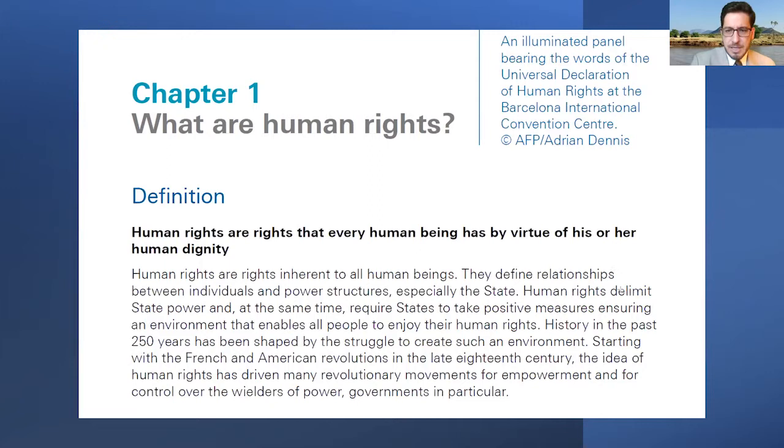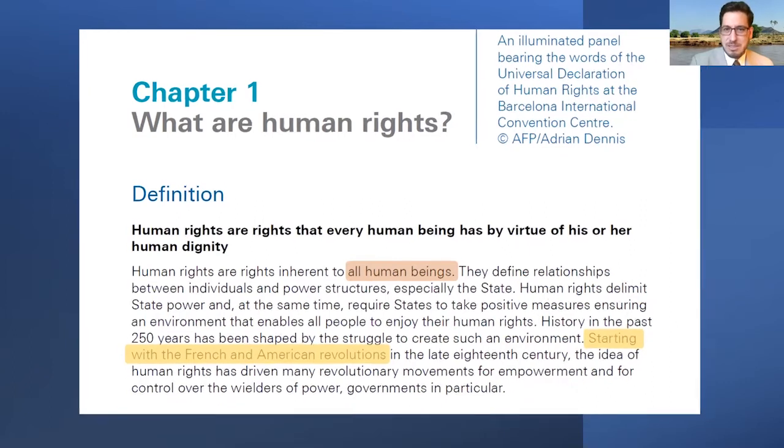So, history in the past 250 years has been shaped by the struggle to create such an environment, starting with the French and American Revolution in the late 18th century. Well, first idea, inherent to all human beings, no? And second idea, our rights against the power structure, against the state. But it means quite different visions. I don't know if you realize that, no? This is the first approach, and this is, well, the second approach in each way.